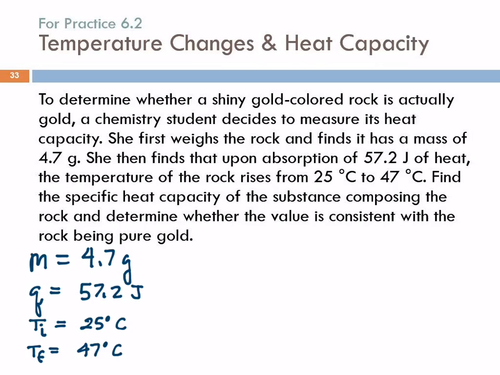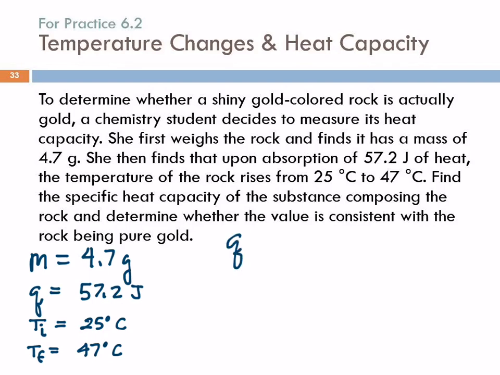Find the specific heat capacity of the substance composing the rock. Determine whether the value is consistent with the rock being gold. Specific heat capacity is an intrinsic property, just like density. It doesn't depend on the amount of substance, it depends on what the substance is. So it can be used to identify. It'd probably be simpler to find the density of the rock, but that's not what she did.